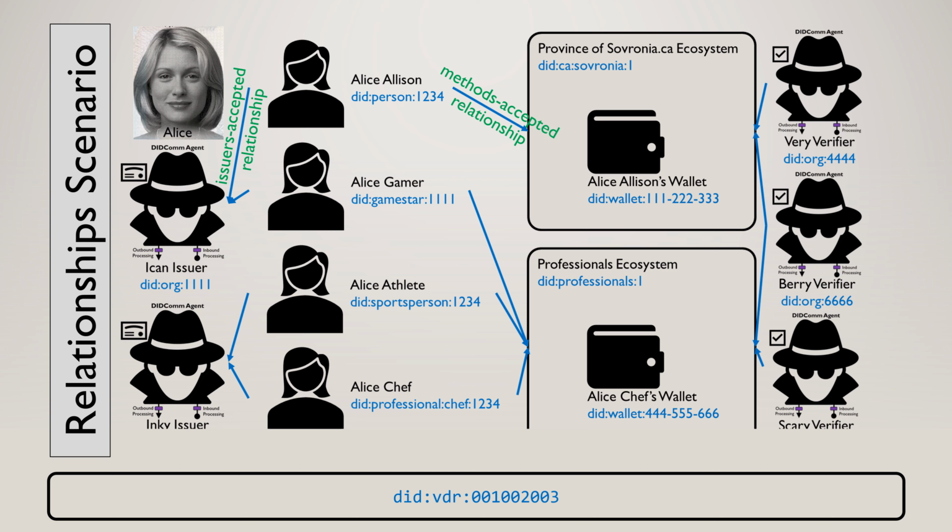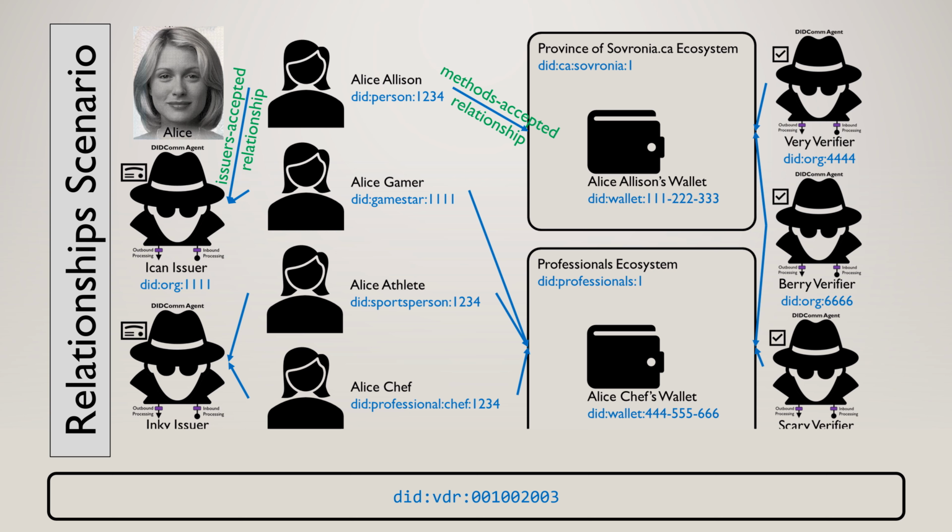Each of her personifications has a different DID, a different decentralized identifier. And they live in different DID method spaces. And Alice Allison's did:person:1234 is part of the Province of Sovronia.ca ecosystem at the top there. And we can see that that's a method accepted relationship. And on the far right, we can see that the Province of Sovronia.ca ecosystem has a couple of different verifiers that are officially registered to be part of that ecosystem.